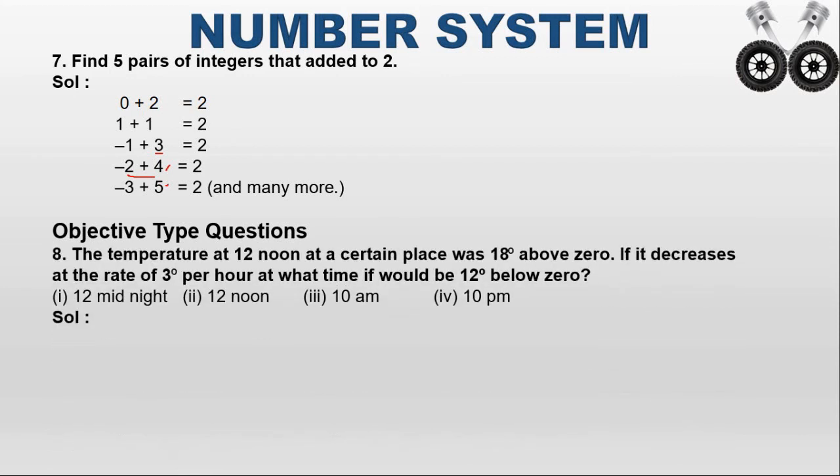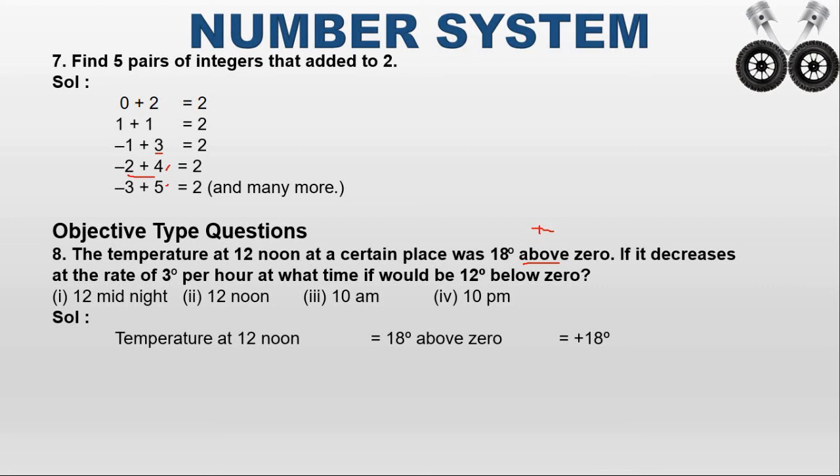So what is the next one? Objective type questions. The temperature at 12 noon at a certain place was 18 degrees above 0. If it is above, you have to write it with a positive sign. If it is below, you have to put a negative sign. So what is the value you have to write here? Plus 18. So temperature at 12 noon equals 18 degrees above 0, which is equal to plus 18.